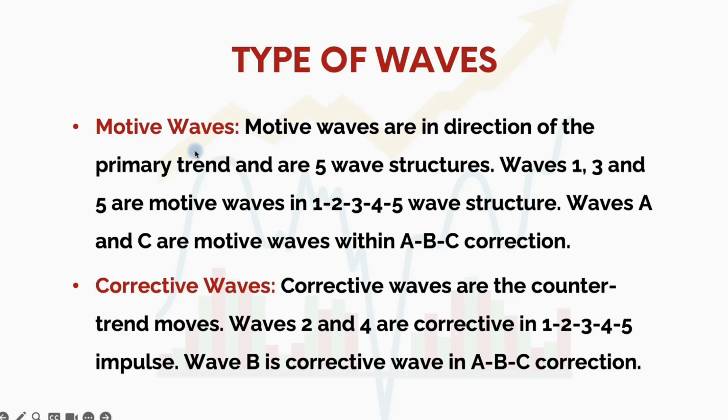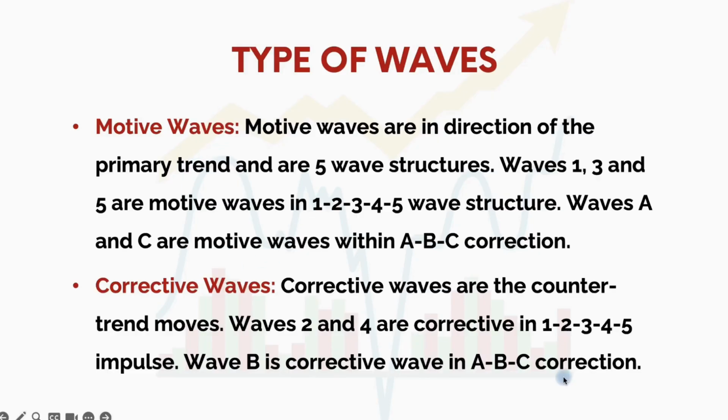Corrective waves. Corrective waves are the counter trend moves. So for example, in a 1, 2, 3, 4, 5 move on the upside or downside, waves 2 and 4 are counter trend moves or corrective moves. Similarly, in the ABC correction, wave B is the corrective wave.